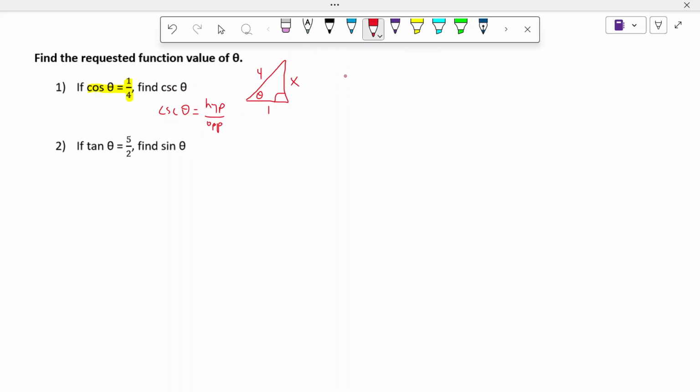I'll call it x. So now we can just do good old Pythagorean theorem. a squared plus b squared equals c squared. And that's 1 plus x squared equals 4 squared, which is 16. If we solve for x, we get that x squared is 15, but we just need to square root both sides. And so we get x equals the square root of 15. So that would be this opposite side, which is what we need.